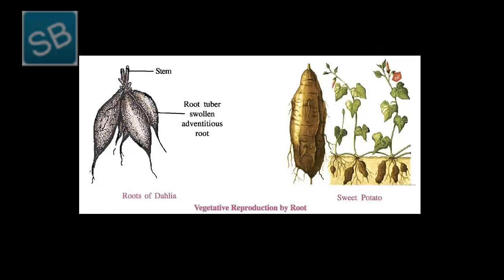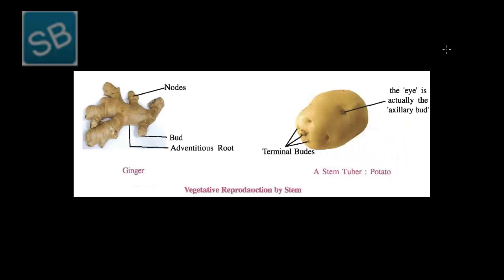This figure represents an example of vegetative propagation by root. These are the roots of dahlia and this is sweet potato. That is, these are plants which develop with the help of an adventitious root system. This is vegetative propagation by stem. As already studied earlier in 11th, tuber formation occurs in potato by the vegetative propagation method. Here the tuber development occurs due to the formation of eye-like structures, which are axillary buds of the stem, which help in the development of a new plant.